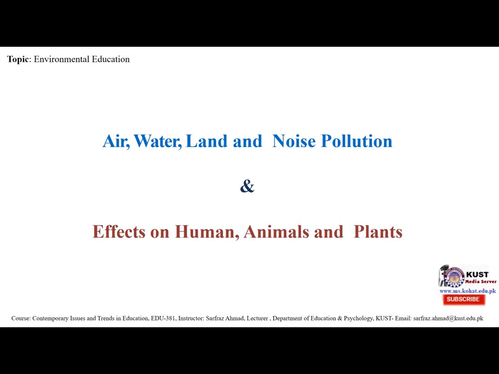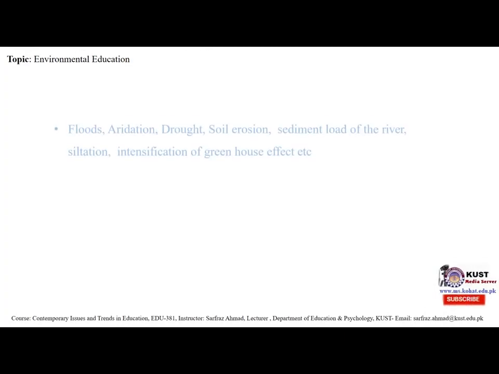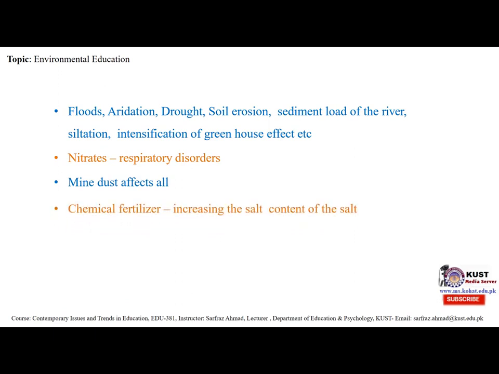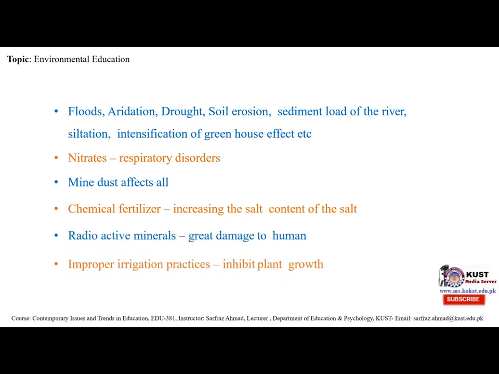Air, water, land and noise pollution and their effects on humans, animals and plants. Floods, irrigation, drought, soil erosion, sediment load of the river, siltation, intensification of greenhouse effects, etc. Nitrates cause respiratory disorders, mine dust affects soil, chemical fertilizers increase the salt content of the soil, radioactive minerals cause great damage to humans, and improper irrigation practices inhibit plant growth.